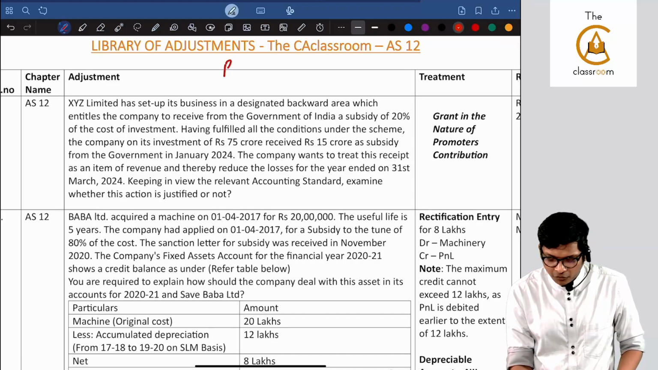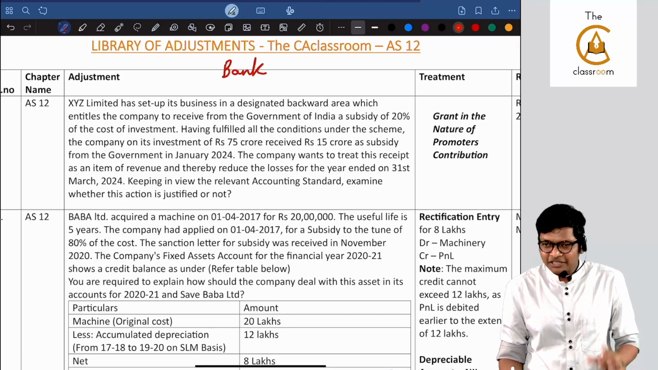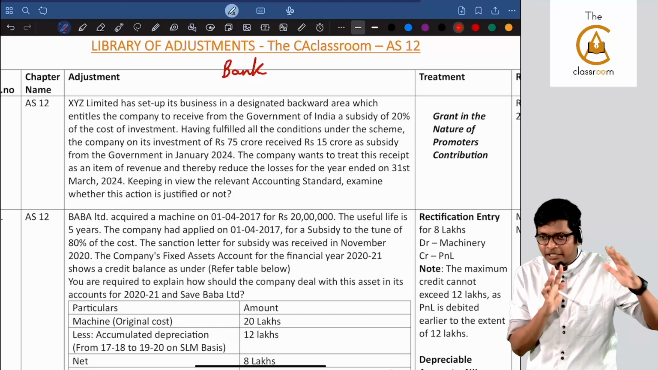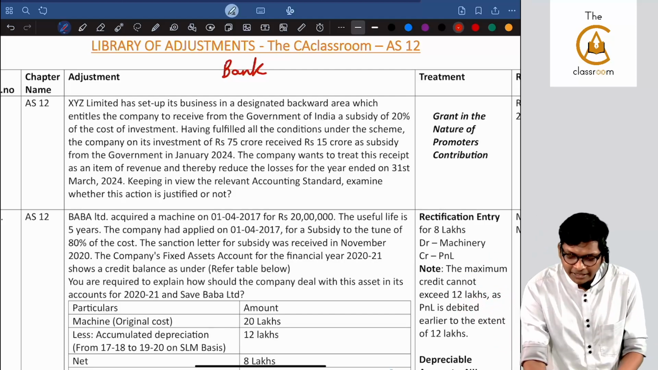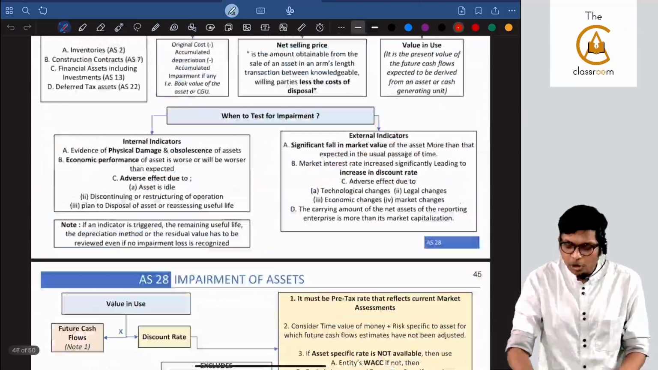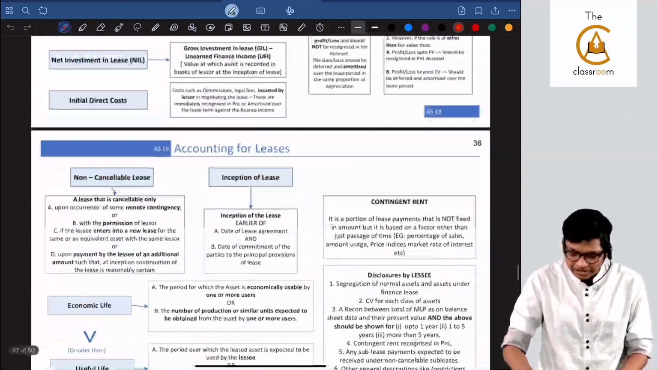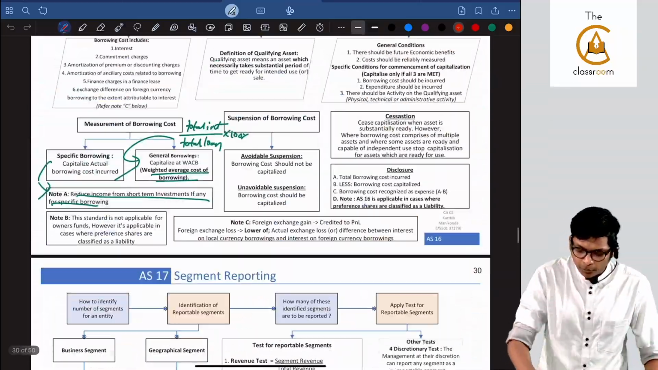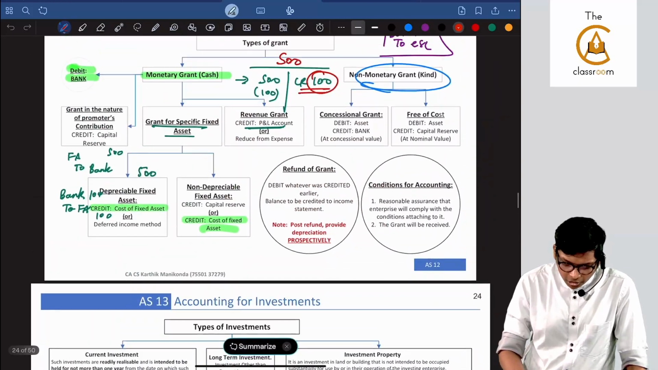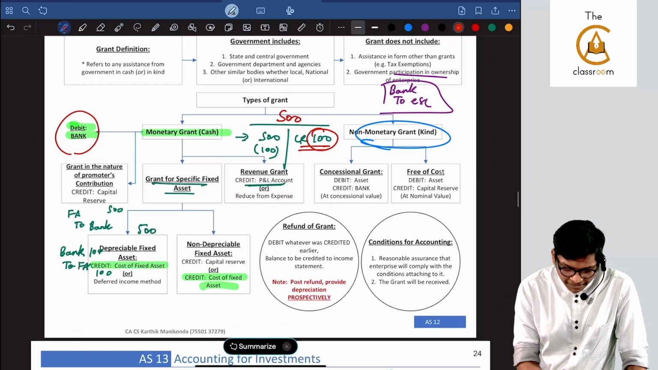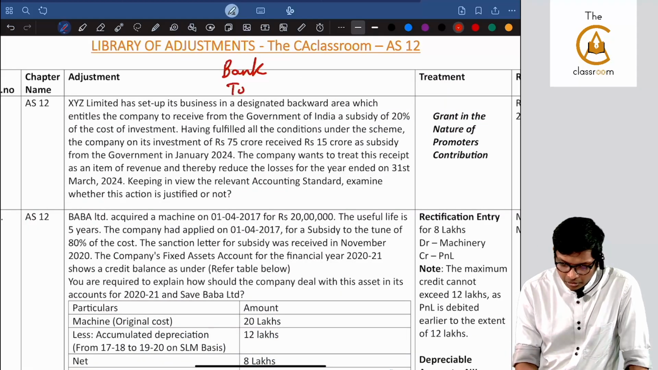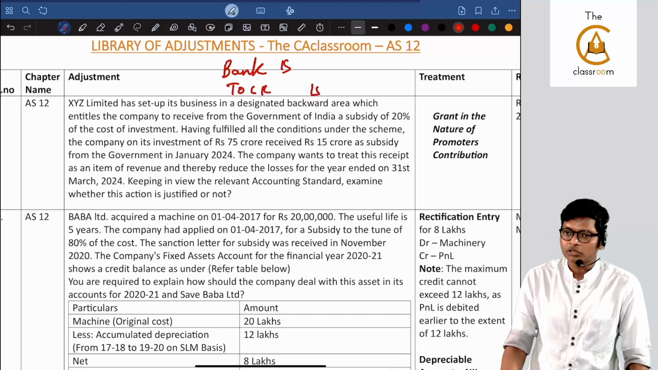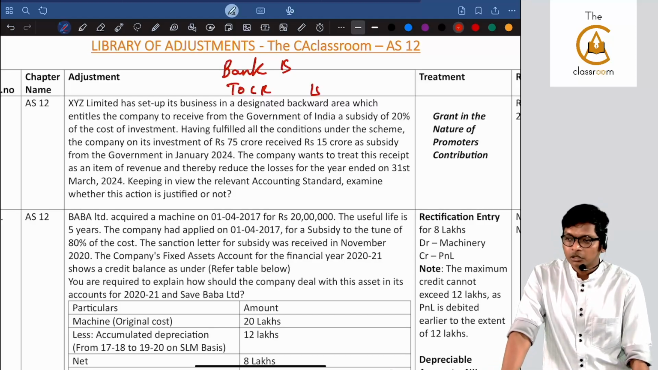What is the entry for this? This is first as per AS12 classification. We did the intro also. So AS12 is a monetary or non-monetary grant? Monetary. So if it is a monetary grant, this comes under where, guys? Grant in the nature of promoter's contribution. So debit bank and credit capital reserve. That will be my entry, bank to capital reserve, whatever is the amount. How much? 15 crores. Are you following, guys? Is this easy? Sonia, understanding?